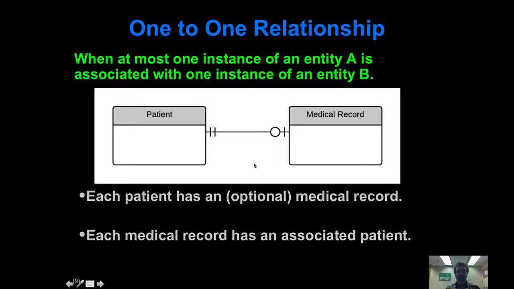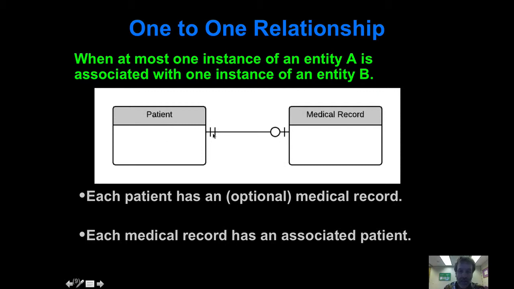The idea here is that we say a patient instance is related to 0 or 1 instances of a medical record. So more colloquially speaking, a patient has an optional medical record associated with it. Now on the other hand, when you read it the other way, you say a medical record is associated with exactly one instance of a patient.